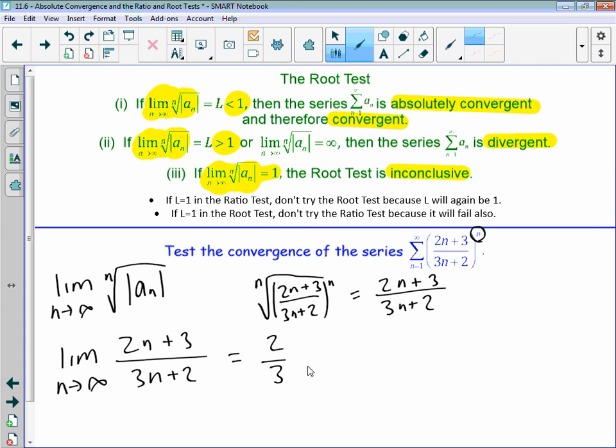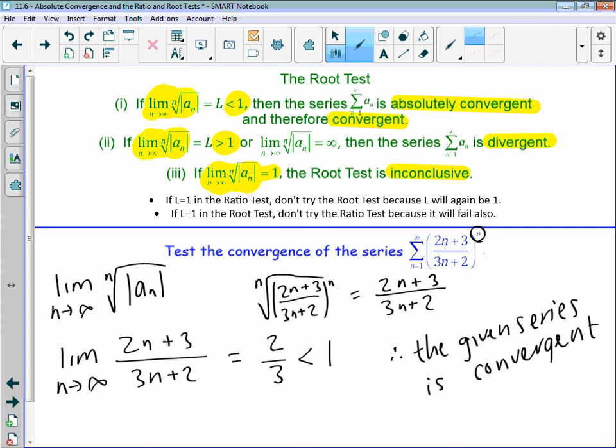So if that equals 2/3, we know it's less than 1. So therefore, it's good. So therefore, the given series is convergent. And I'm just going to write convergent because we don't really need to use the absolute values here. So the given series is convergent by the root test. Do you see how quick that one is? It wouldn't be so quick if you were trying to use the ratio test or some other test. So. Questions?